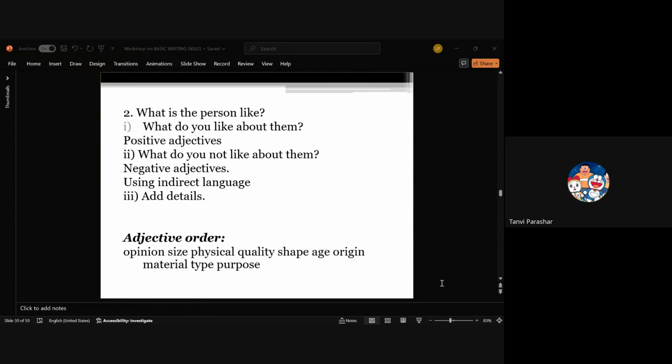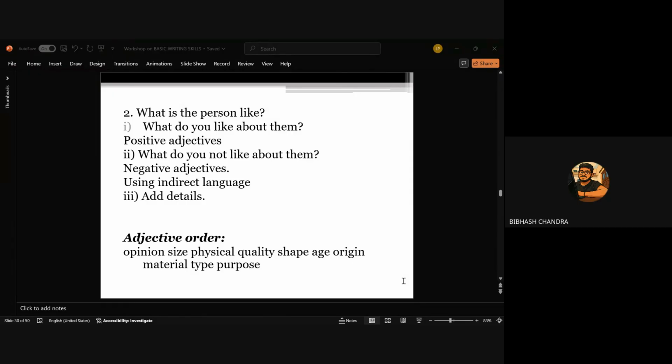Is emerald-studded a physical quality? Is it? Yeah, I think so. What will classify as physical quality? Physical quality would be what? With a material, type, purpose. Ah, no. Physical quality is different from material. Material would be something like wooden, metallic, etc. But what is physical quality? When I ask you to describe the physical qualities, what are the words that come to you?